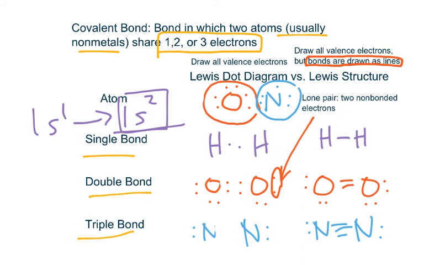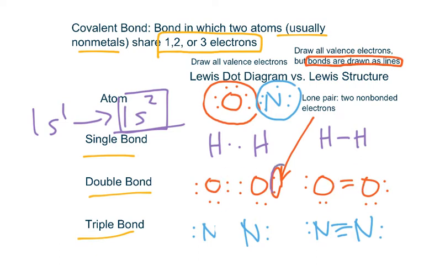Now let's take a look at a double bond. A double bond forms when each atom contributes 2 electrons to the bond. So over here in the Lewis dot diagram, these 2 oxygen atoms are donating 2 electrons each, which make 4 electrons in total. And this can also be written as 2 lines, where each line is 2 electrons. And this would be considered a double bond.